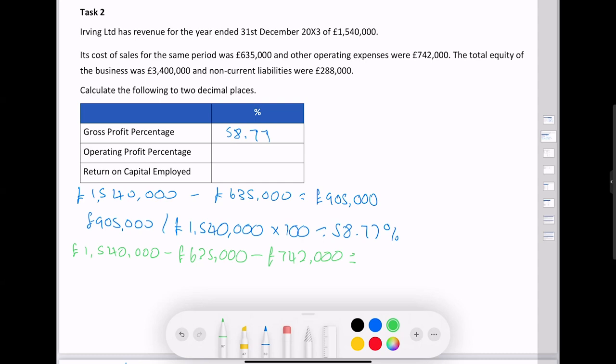And that gives us an operating profit of 163,000. And from there, we can now work out our operating profit percentage, which is just our operating profit over revenue multiplied by 100. So that would be 163,000 over our revenue of 1.54 million times 100 to give us a percentage of 10.58. You can get that in.